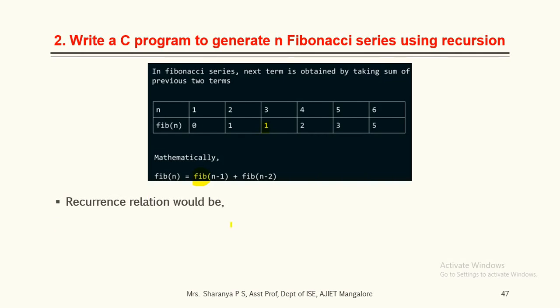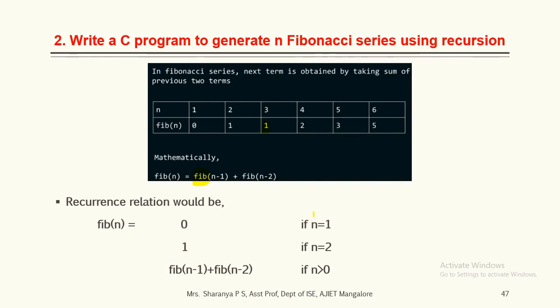And here, the recurrence relation that we are coming across is: first, if the n value is 1, then the Fibonacci value is 0, and if the n value is equivalent to 2, then it is 1. These are the first two conditions that we can come across.